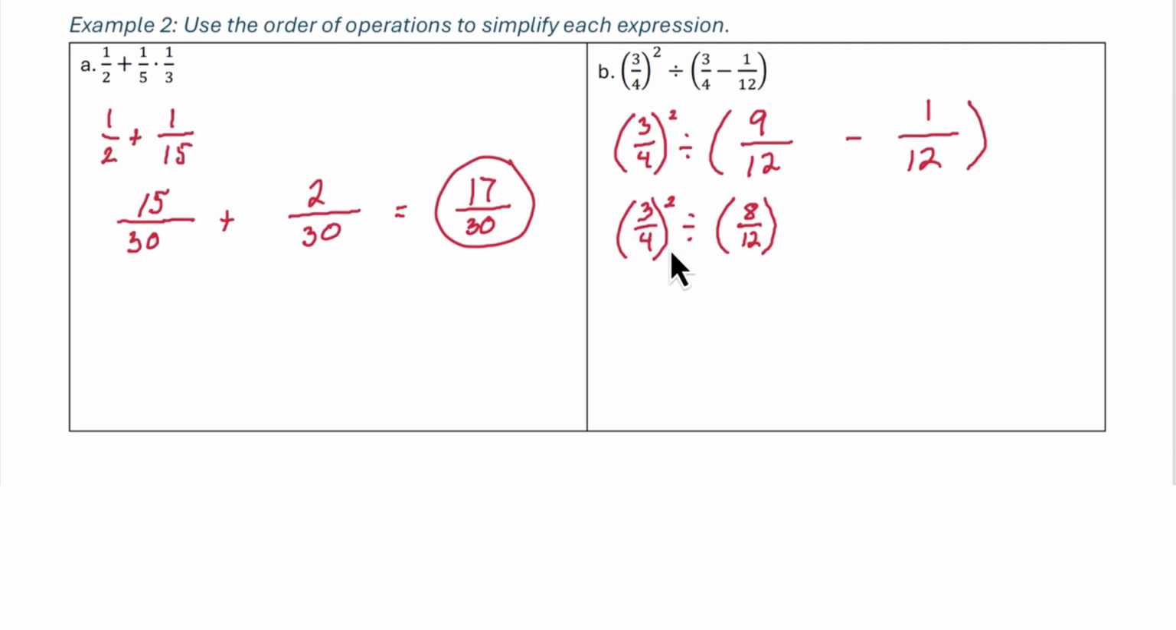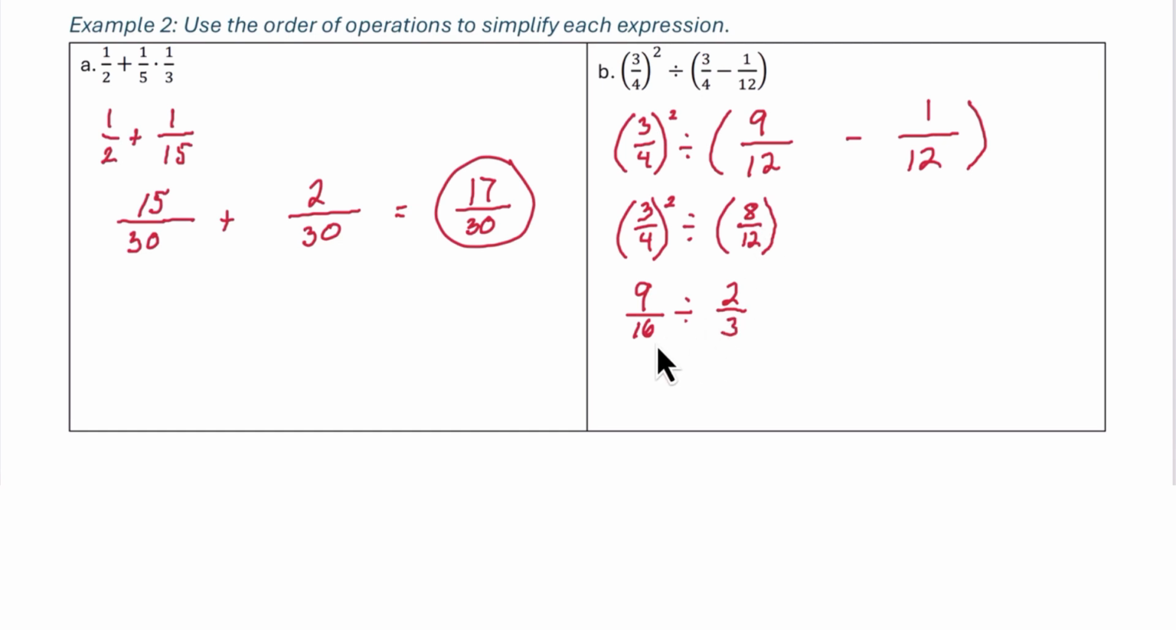Another way of thinking of that is 3/4 times 3/4. So we're squaring the 3. 3 squared is 9, and 4 squared is 16. Then we have divided by. Let's reduce this fraction. 8 and 12 are both divisible by 4. So we have 8 divided by 4 is 2. 12 divided by 4 is 3.